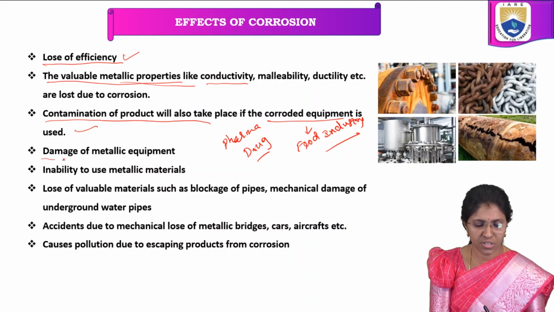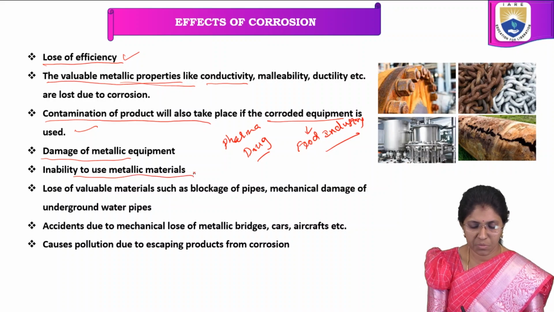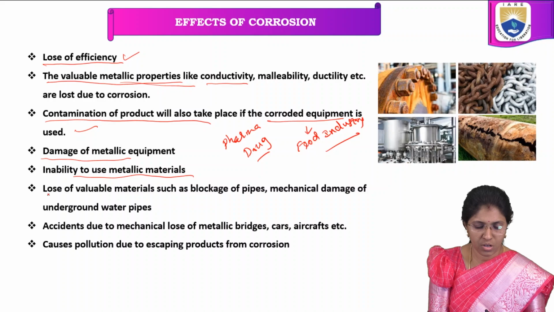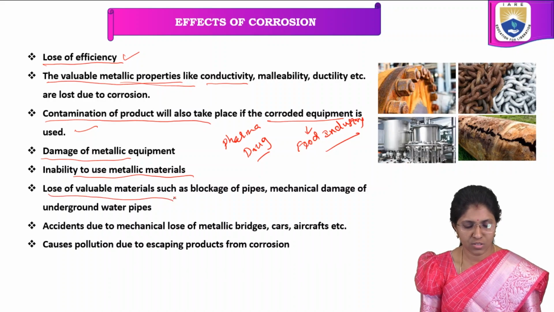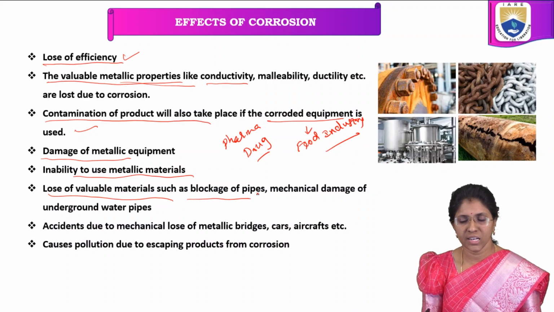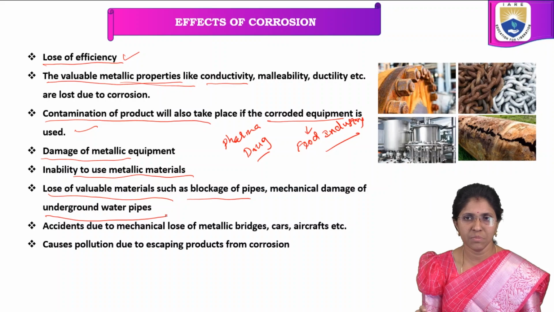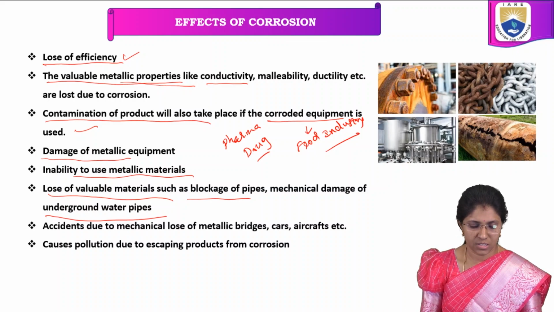Also, due to corrosion, damage of metallic equipment takes place, inability to use metallic materials, and also loss of valuable materials, such as blockage of pipes and mechanical damage of underground water pipes.